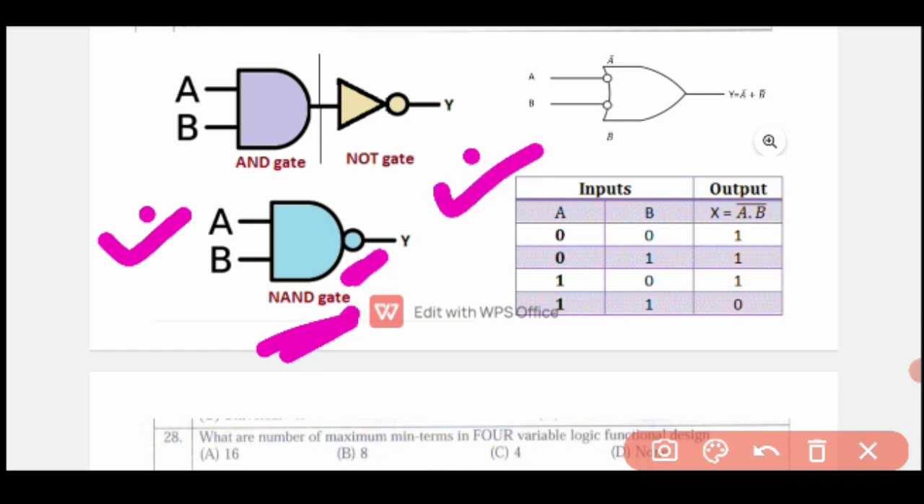This is the truth table of the NAND gate. If the input is 0, 0, then you get 1. If the input is 0, 1, then you get 1. If the input is 1, 0, then you get 1. If both inputs are 1, then you get 0. Here the Boolean expression of the NAND gate is X is equal to A dot B, whole bar.